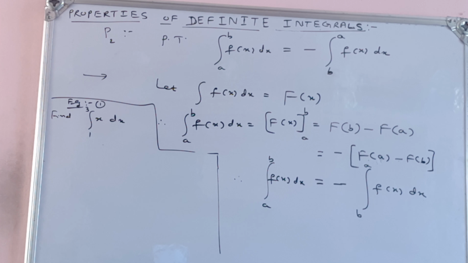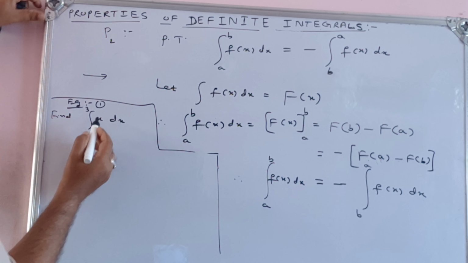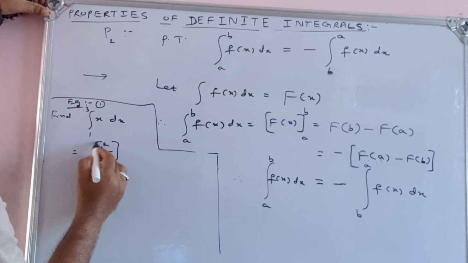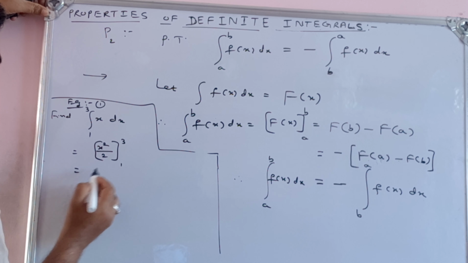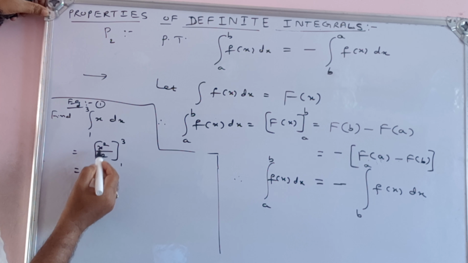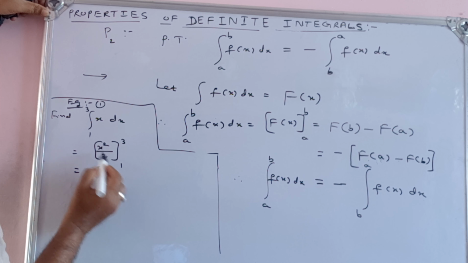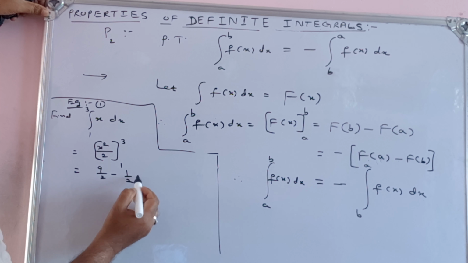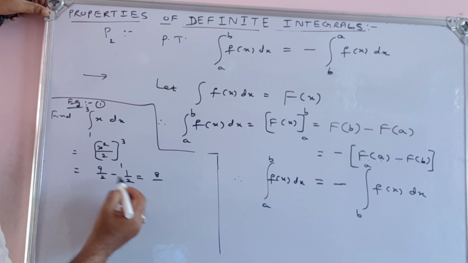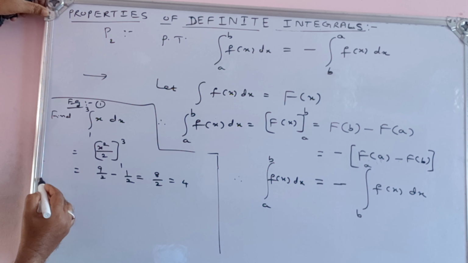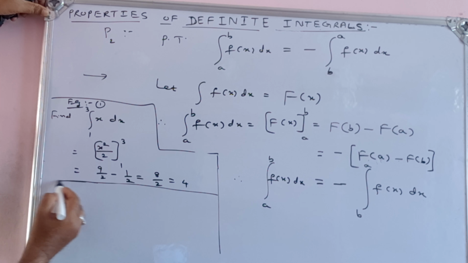So let us find out the value of this. If I integrate x, I will get x square divided by 2 from 1 to 3. Then upper limit minus lower limit. So if I substitute 3, 3 square means 9, 9 by 2, minus the lower limit 1, 1 square is 1, 1 by 2. So that is 9 minus 1, that is 8, 8 by 2. So 8 by 2 means 4.